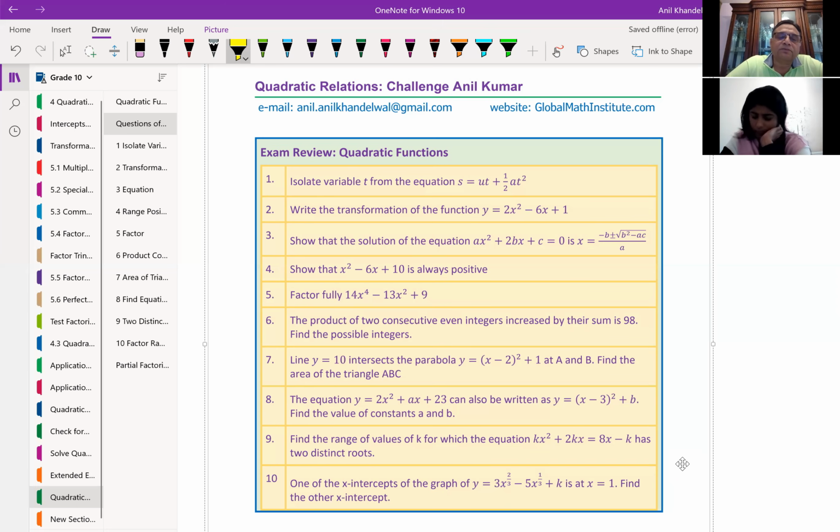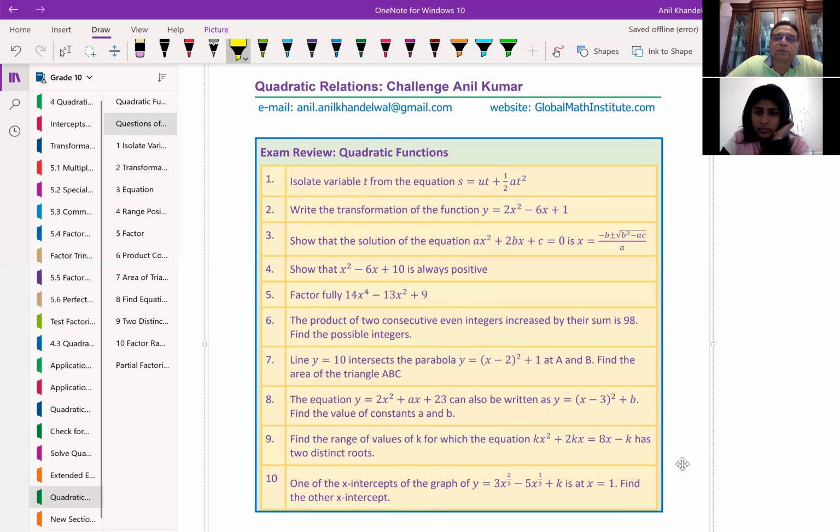Question 7: the line y equals 10 intersects the parabola y equals (x minus 2) squared plus 1 at A and B. Find the area of the triangle ABC. That is the type of question normally asked in a GCSE test paper. This is very critical. In fact, these questions are related to your test papers, which are expected at GCSE level.